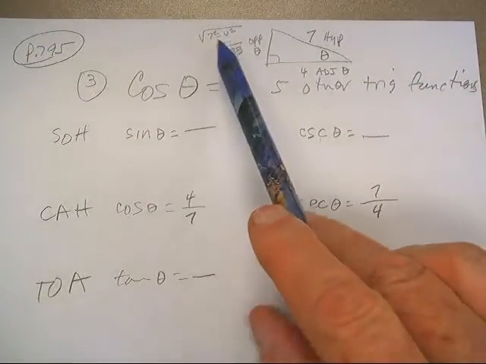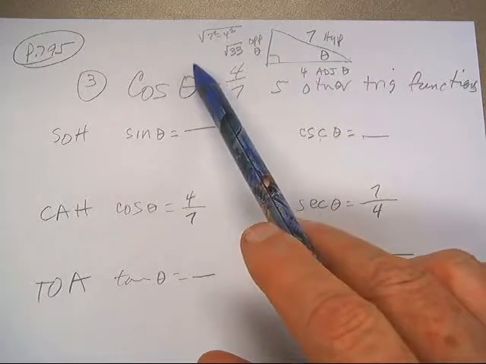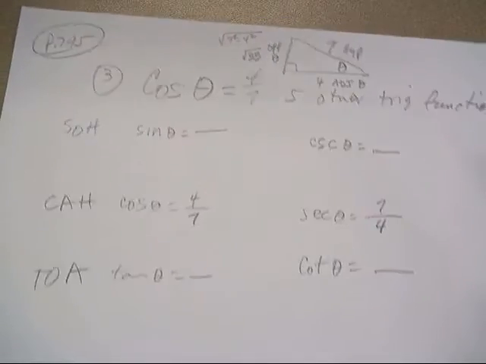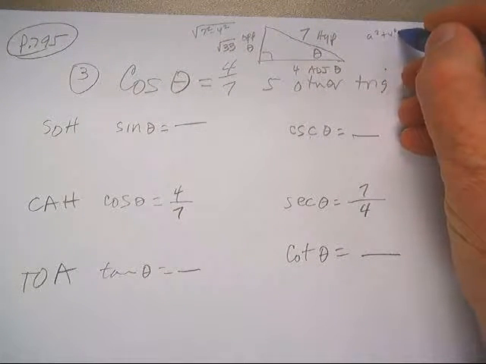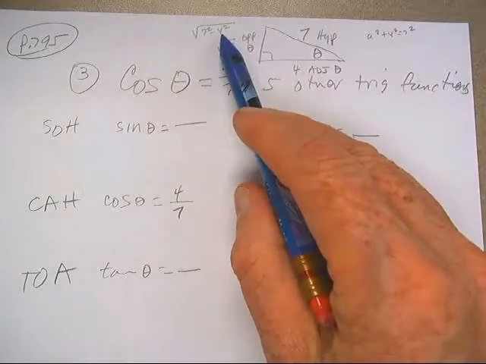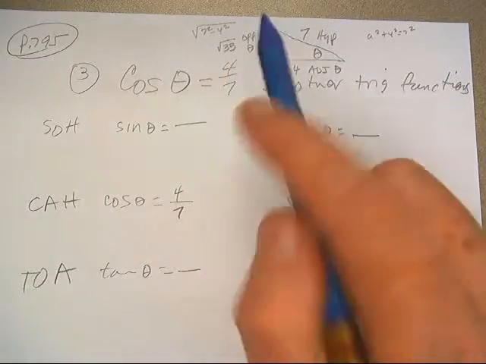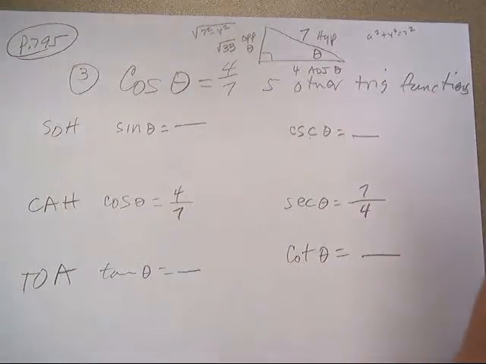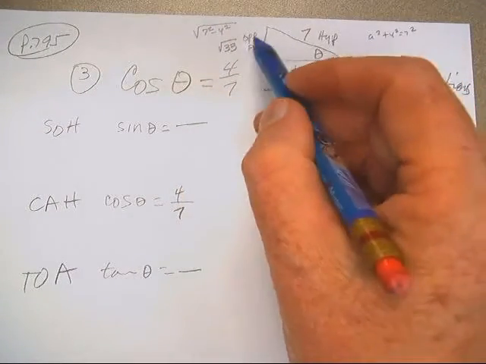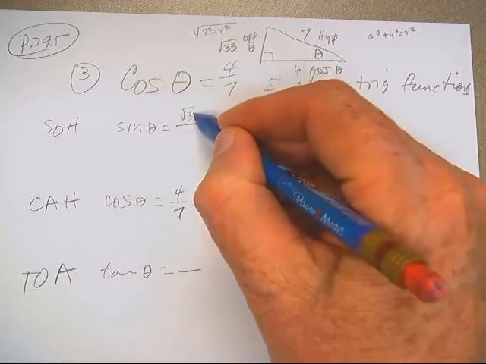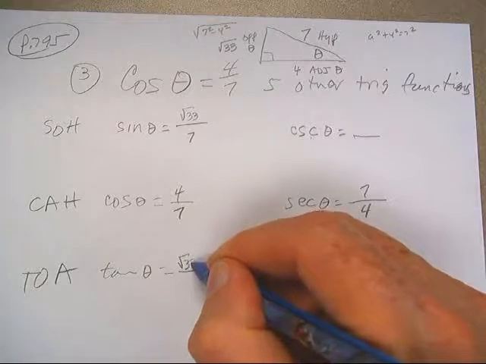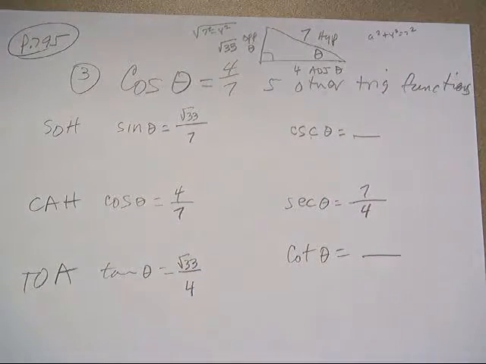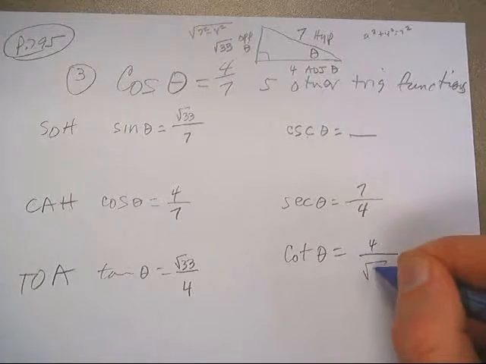So for those of you who weren't here, we're trying to do the Pythagorean theorem fast. You can do it like this if you want to: a squared plus 4 squared equals 7 squared. But then you're going to subtract 4 squared and take the square root. So you could just write that. Okay, so the opposite is root 33, and the hypotenuse is 7. And the opposite is root 33, and the adjacent is 4. And then I got to flip these 2.